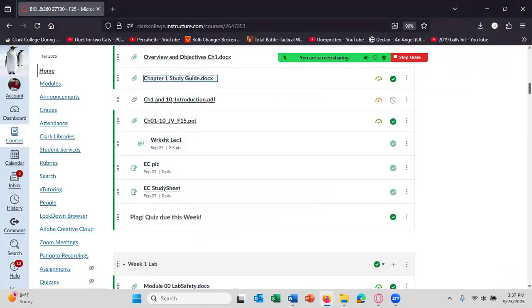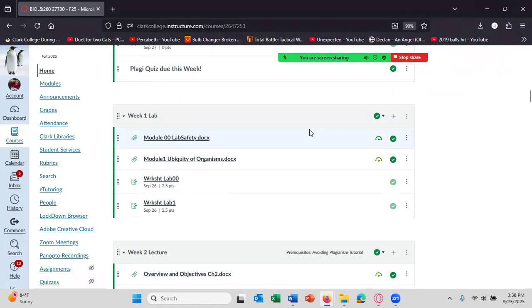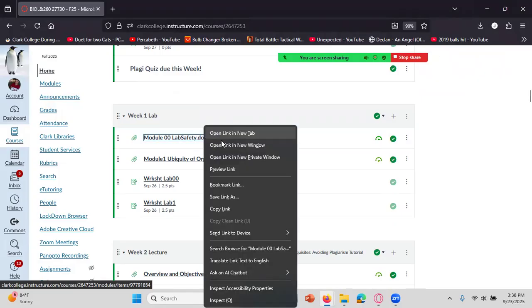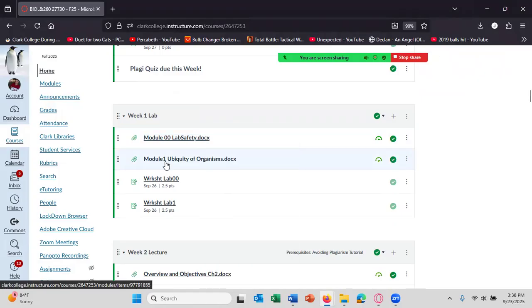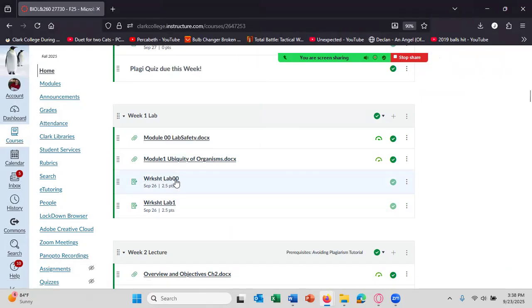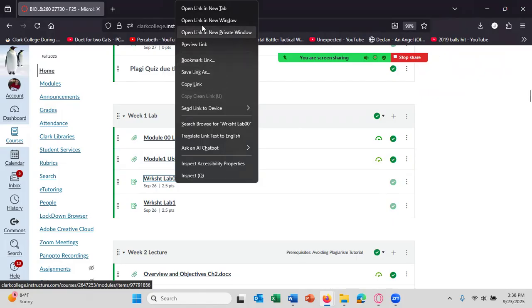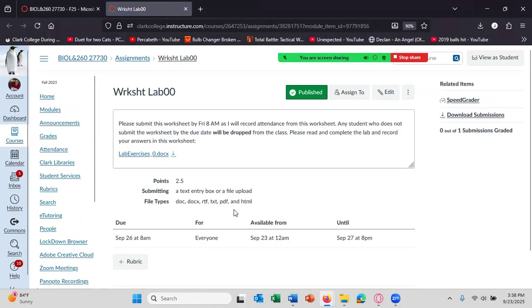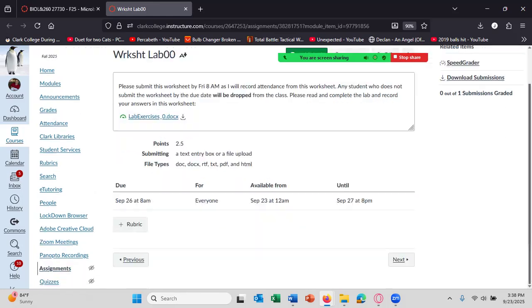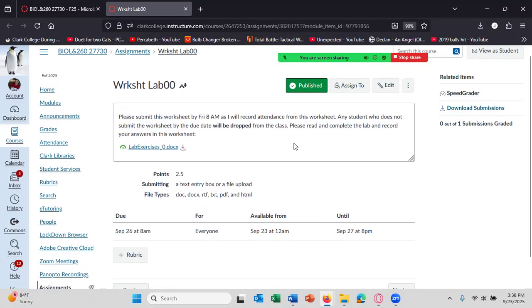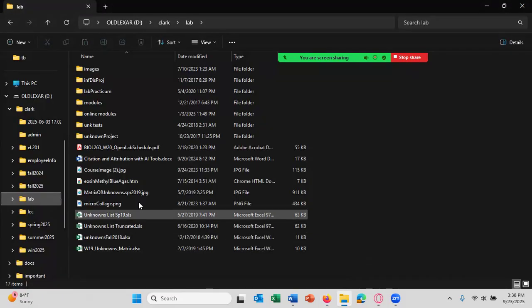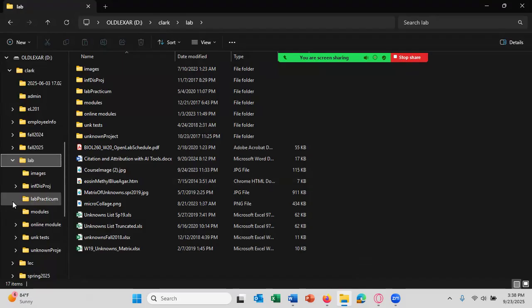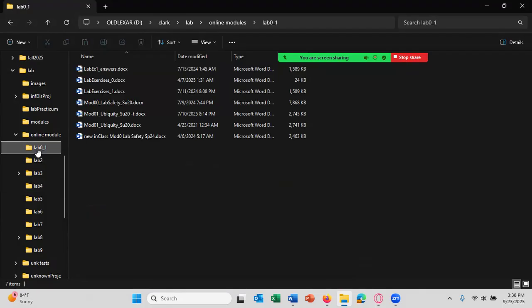You can find that by scrolling down to the lab. And there's the module for Lab 00. You can open it up. And there's the worksheet for Lab 00. It states due September 26th, and it has to be done by 8 a.m. Friday. And you download it there. And let's go ahead and go to the lab. Go ahead and open up the exercises.